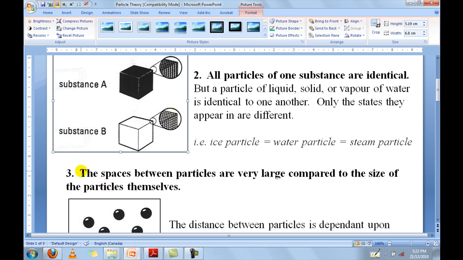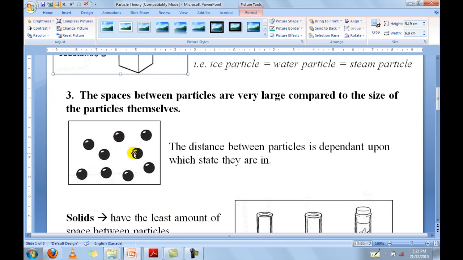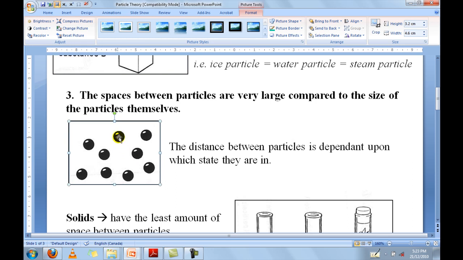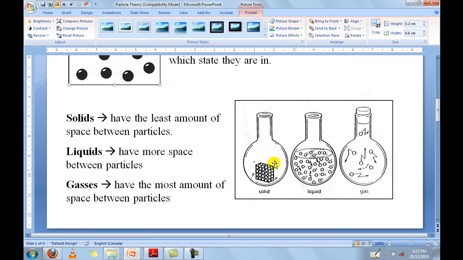The third postulate states that the spaces between particles are very large compared to the size of the particle itself, meaning that the distance between two particles is much larger than the actual size of the particle itself. Now, I know the drawing doesn't show it very well, but it's not to scale. So, the related portion to this is that solids have the least amount of space between particles. For instance, if I have ice, it's very hard to put your hand through ice just because the spaces between the particles are very, very small.